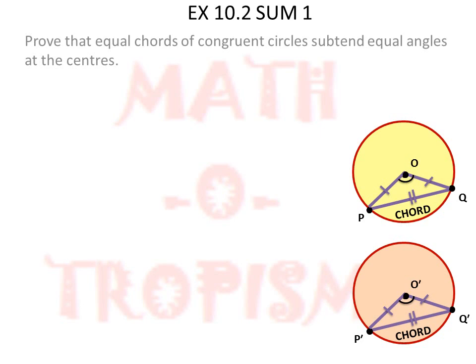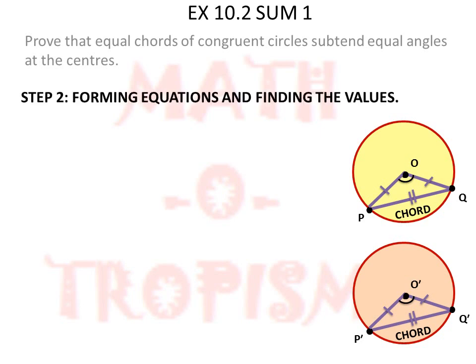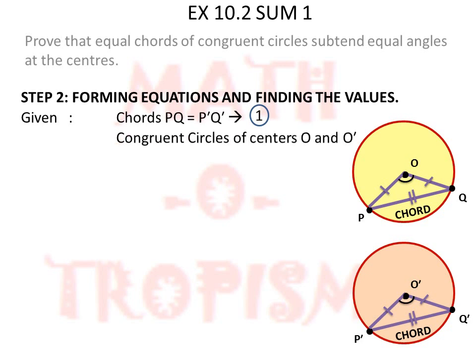So how to go about writing the steps? We need to form equations and find the values. Given chords PQ and P dash Q dash are equal, so PQ is equal to P dash Q dash. Let us take it as equation 1. And the congruent circles of centers O and O dash are given, so the radii are equal. So OP will be equal to OQ will be equal to O dash P dash will be equal to O dash Q dash. Let us take this as the second equation.